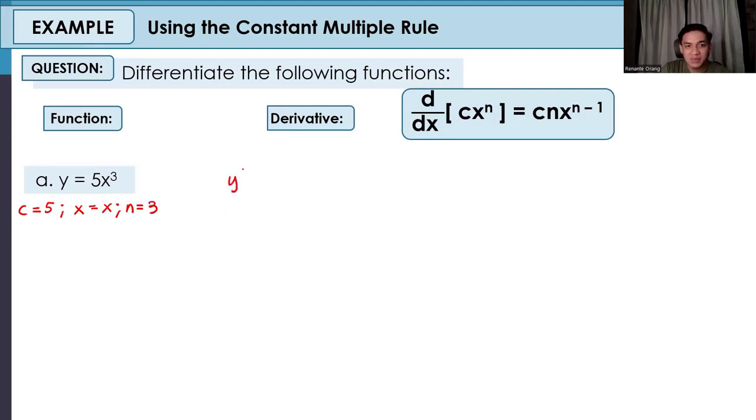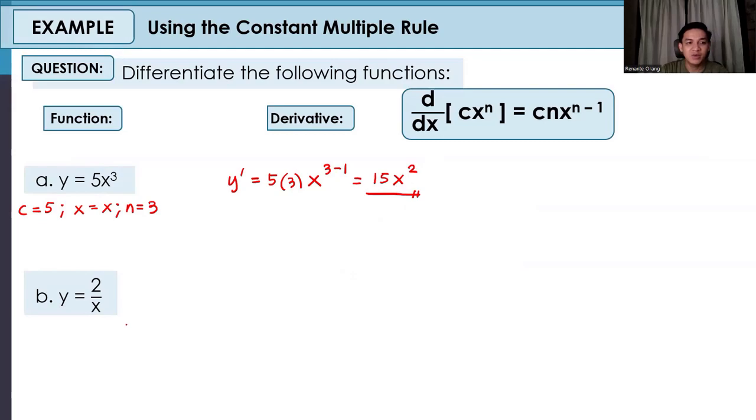Proceed tayo, y prime. Ibig sabihin, the derivative of our y is equivalent to, gamitin natin yung formula, c natin or constant is 5. N natin or yung exponent is 3. X natin or yung may exponent is x. And minus 1, so that is 3 minus 1. Simplify natin, class, that is equivalent to 5 times 3 is 15. X raised to the power of 3 minus 1 is squared. So this will be our final answer.